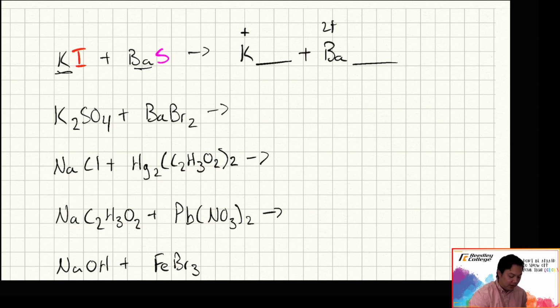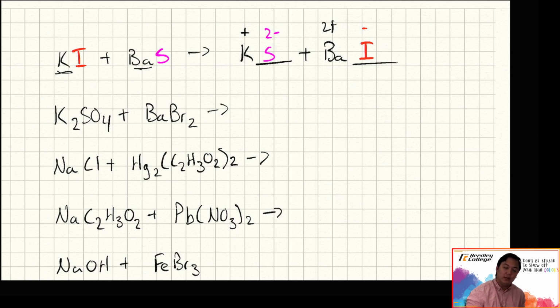Now we're going to swap the anions. So we get potassium sulfide, and we're going to get barium iodide. At this stage we should write these charges down too. Iodide has a -1 charge, and sulfide is going to have a 2- charge.